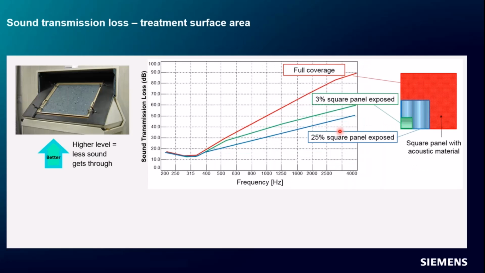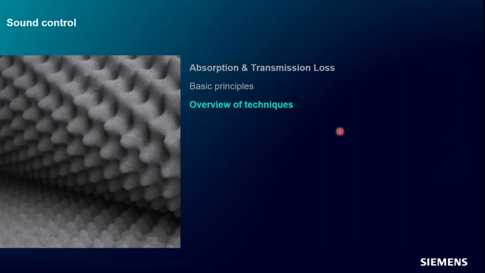Similarly, with damping material like we were talking about, if you have to leave part of that panel exposed, you're compromising the effectiveness of that damping material in helping your barrier be more efficient. So again, you do your best to optimize the placement and coverage, and minimize leaks. That's some of the fundamentals or basic principles of absorption and transmission loss.